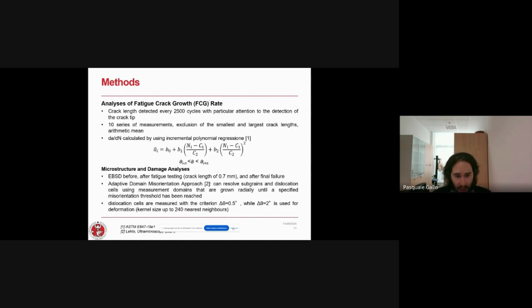Then for the microstructure and domain analysis, this was quite extensive. We did EBSD analysis before fatigue testing, after fatigue testing, and also after final failure of the sample. We won't see all the details. I just want to underline that we used a so-called adaptive domain misorientation approach developed by my co-author, Pauli Lehto at Aalto University. The characteristic is that it can resolve subgrains and dislocation cells, using measurement domains that are grown radially until a specified disorientation threshold has been reached. And this gives us a way better resolution and detail.